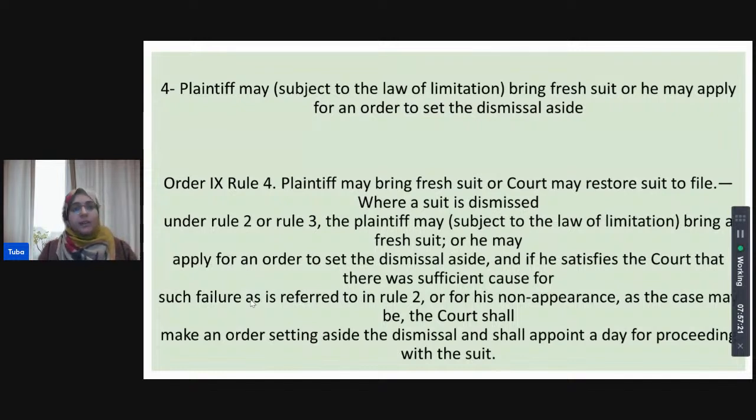The correct answer is the plaintiff may, subject to the law of limitation, bring a fresh suit, or he may apply for an order to set aside the dismissal. Order 9, Rule 4 provides for this.